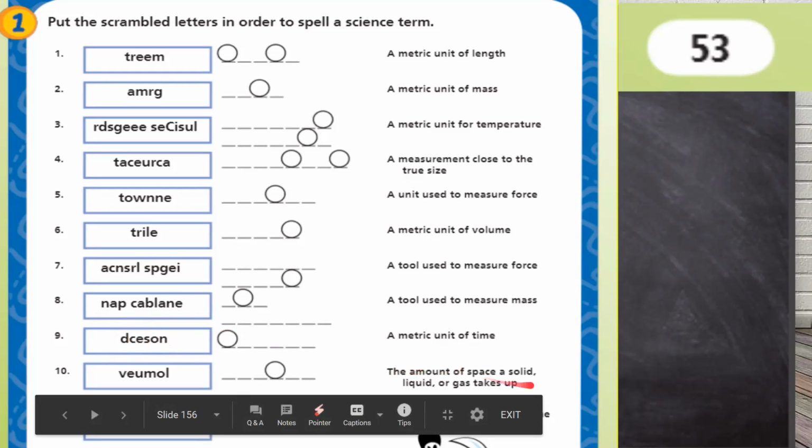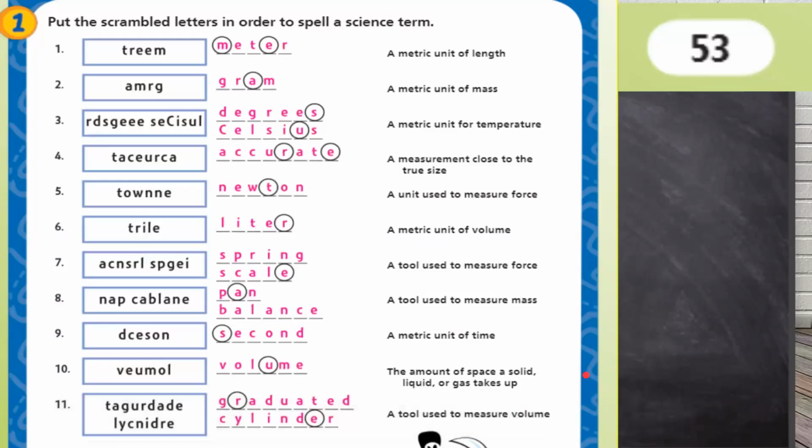Now, the amount of space a solid, liquid, or gas takes up. Space, the amount of space. What is it? I know. Yes, Tala. Volume. It's volume. So the amount of space is volume.